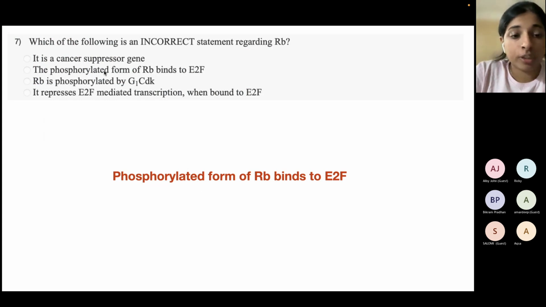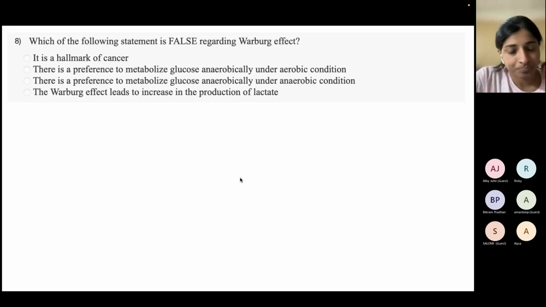That is true. The phosphorylated form of RB binds to E2F. This is wrong because once phosphorylated, RB becomes inactive. RB is phosphorylated by G1-CDK. This is true. It represses E2F mediated transcription when bound to E2F. This is also true. So the incorrect statement is that the phosphorylated form of RB binds to E2F.